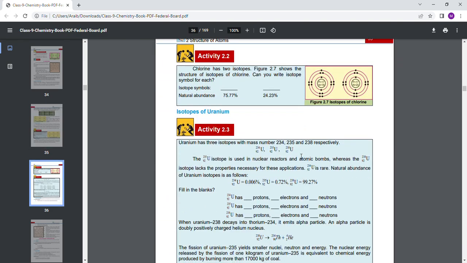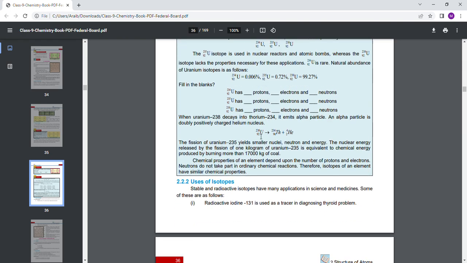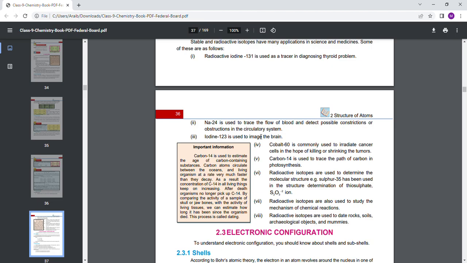So what's next? Next is uranium. You can pause the video and read that, because I already explained two or three isotopes. Now we will study uses of isotopes.